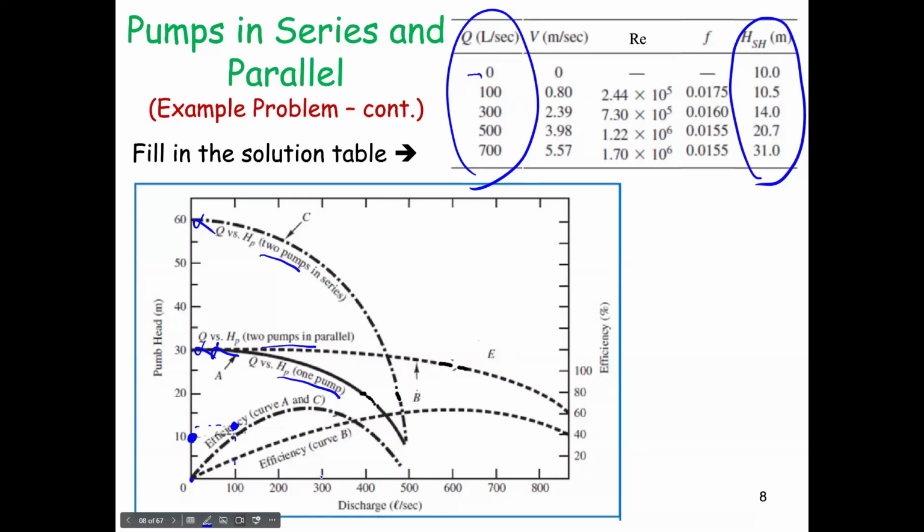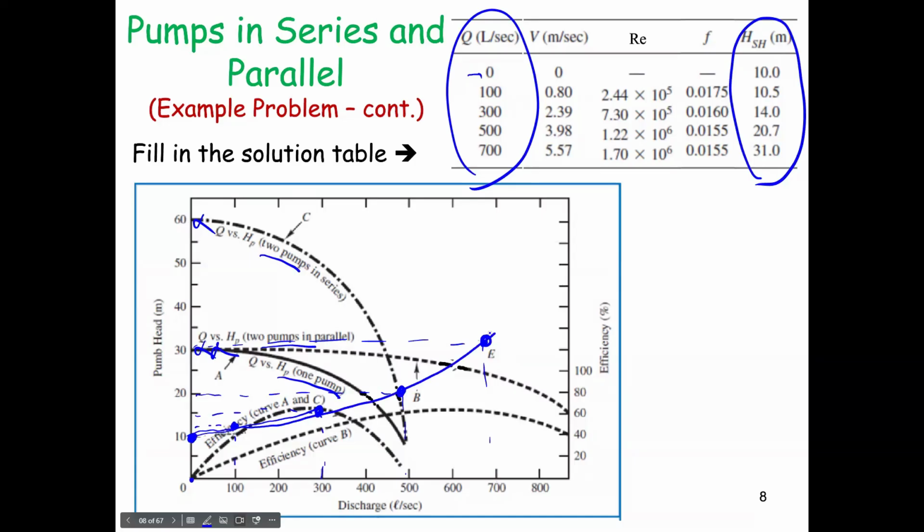For example, the third one is 314, somewhere here probably. And I start connecting those dots. 500 is 20. Okay, probably here for 500. 700 is 31 here, right? So probably you have something like this.